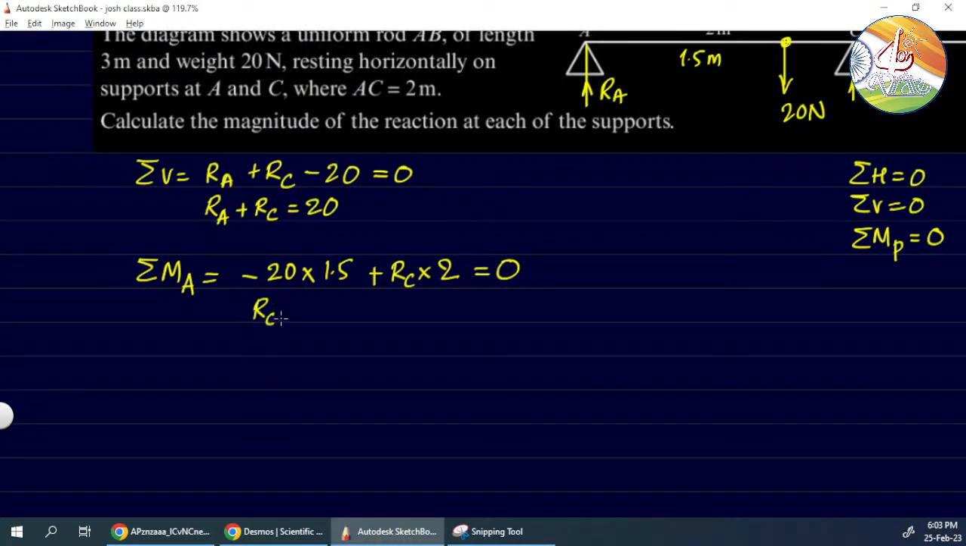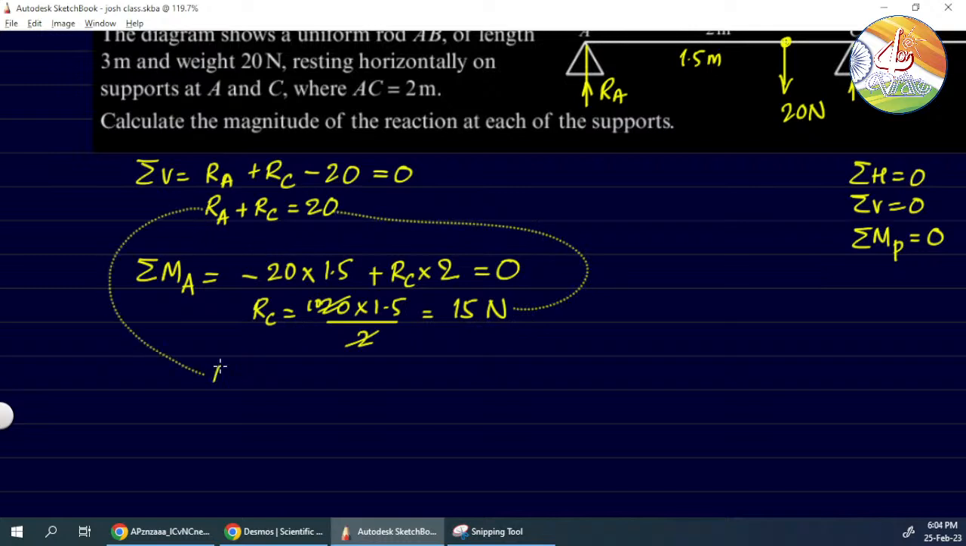Now find the value of RC. RC will be 20 into 1.5 by 2, that is 30 by 2, so that is 15. So RC value we got as 15 newtons. If you substitute this value, you will get the value of RA. RA value is 20 minus RC, that is 20 minus 15, or 5 newtons. Clear? Yes, sir.